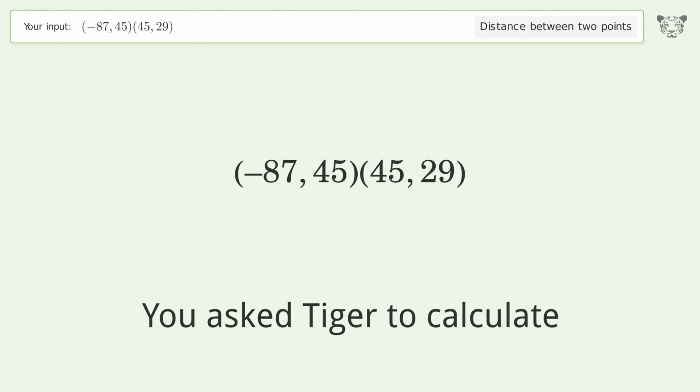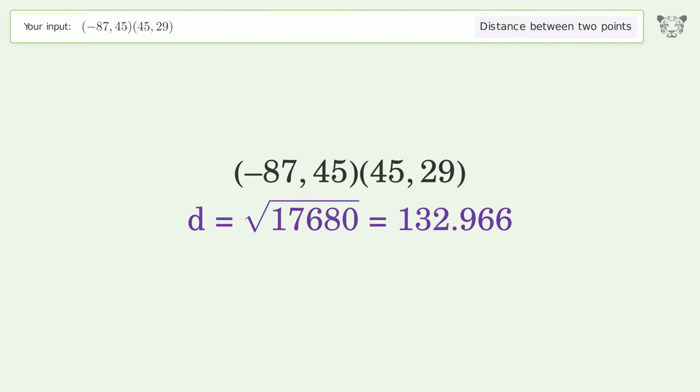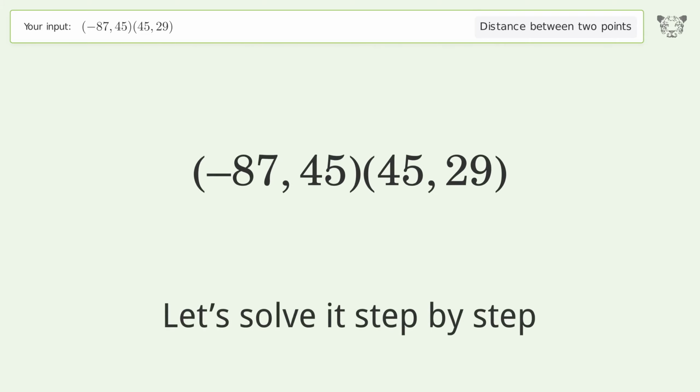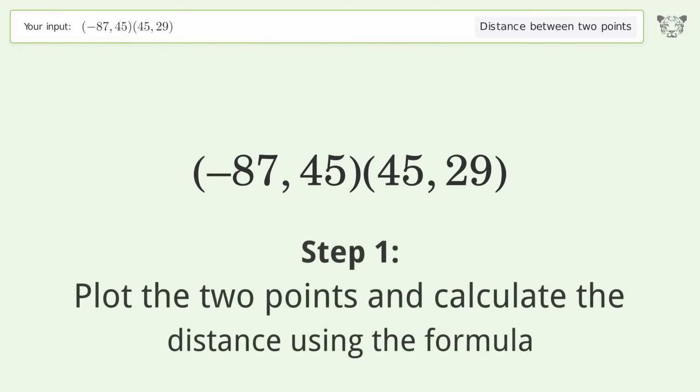You ask Tiger to calculate. This deals with the distance between 2 points. The distance between the 2 points is the square root of 17,680, or 132.966. Let's solve it step by step. Plot the 2 points and calculate the distance using the formula.